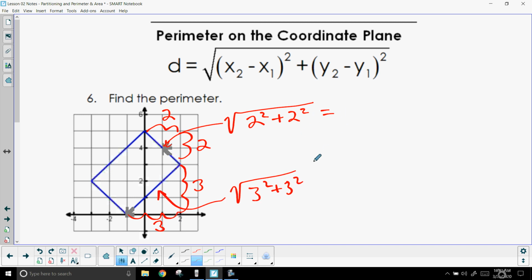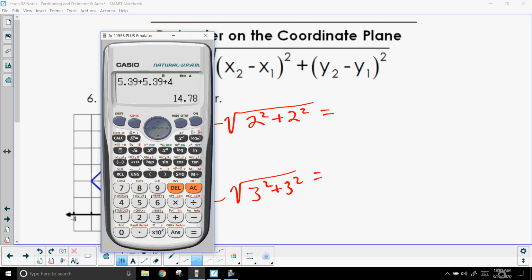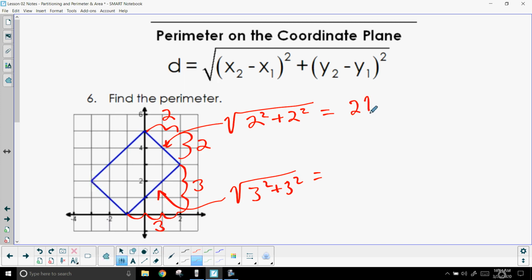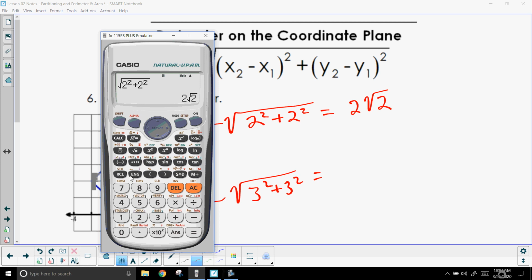So, again, I would just get my calculator or use the decimals on the line. We get 2 root 2. And then for the 3, we got square root 3 squared plus 3 squared. And we get 3 root 2.